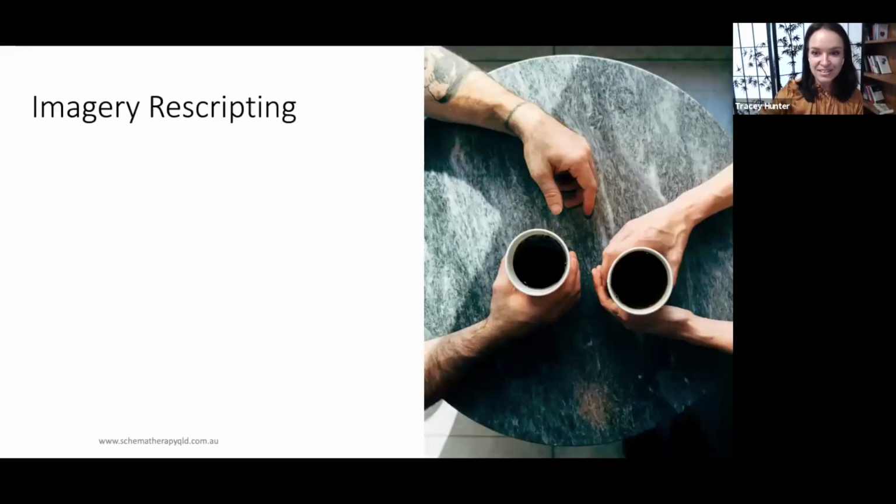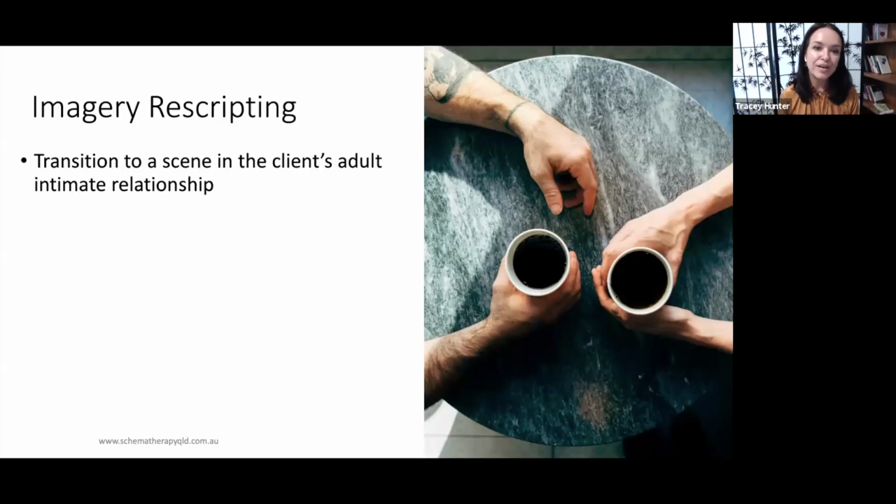All right, just one more imagery rescripting would be in a situation where, say in the previous imagery, we brought up an image where the child self felt like they couldn't be their happy selves, where they felt unsafe to be fully self-expressed. And for some reason, it wasn't safe for them to be joyful.